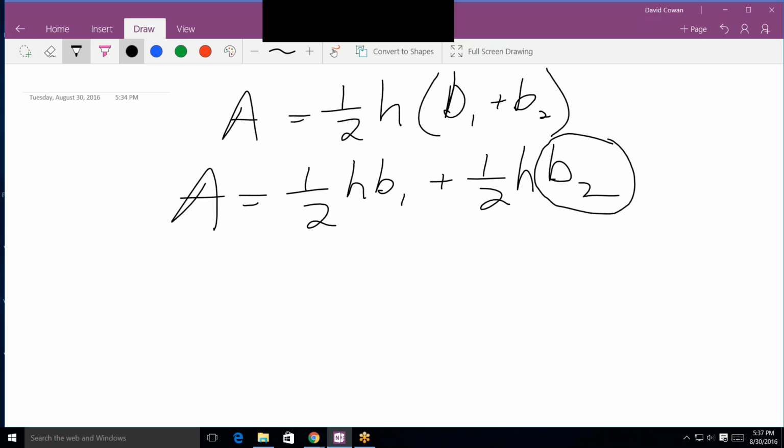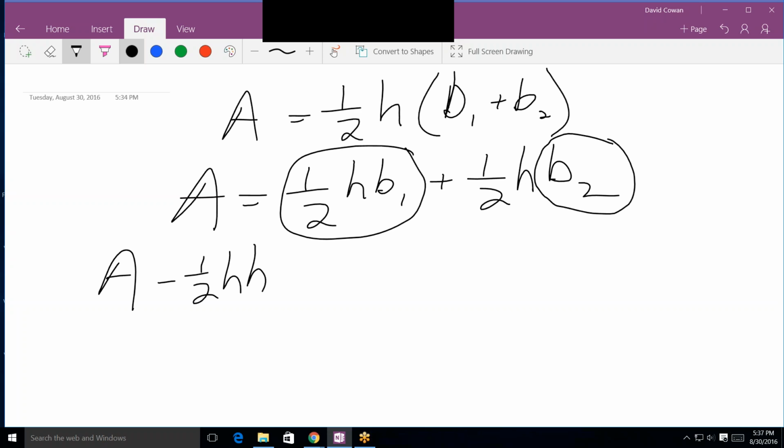So then we add 1/2 h b2 to both sides, and I'm going to move that to the other side immediately. So I have to subtract, so it's going to be 1/2 h b2 equals a minus 1/2 h b1. Okay.